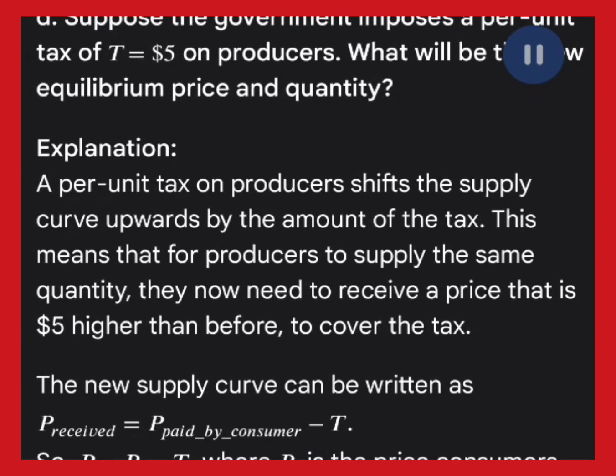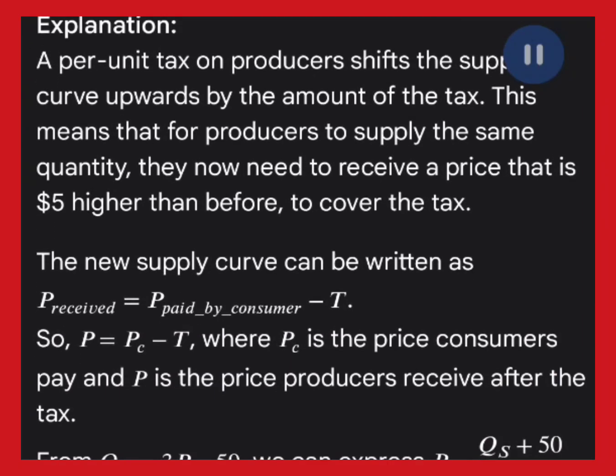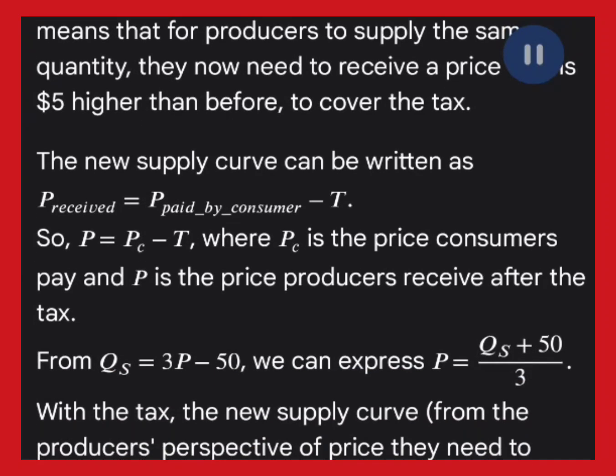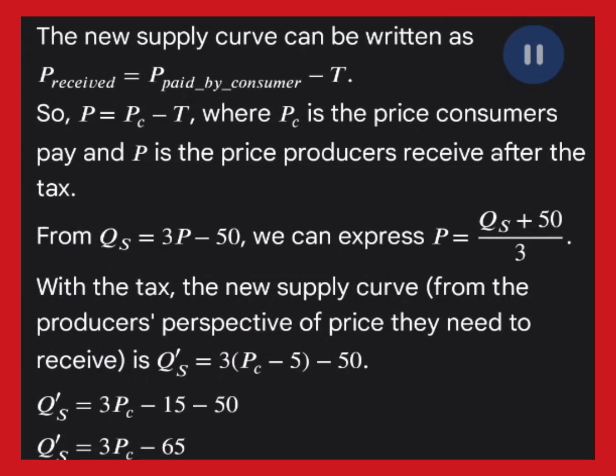What will be the new equilibrium price and quantity? Explanation. A per unit tax on producers shifts the supply curve upwards by the amount of the tax. This means that for producers to supply the same quantity, they now need to receive a price that is $5 higher than before to cover the tax. The new supply curve can be written as P_received = P_paid_by_consumer − T. So P = P_C − T, where P_C is the price consumers pay and P is the price producers receive after the tax.